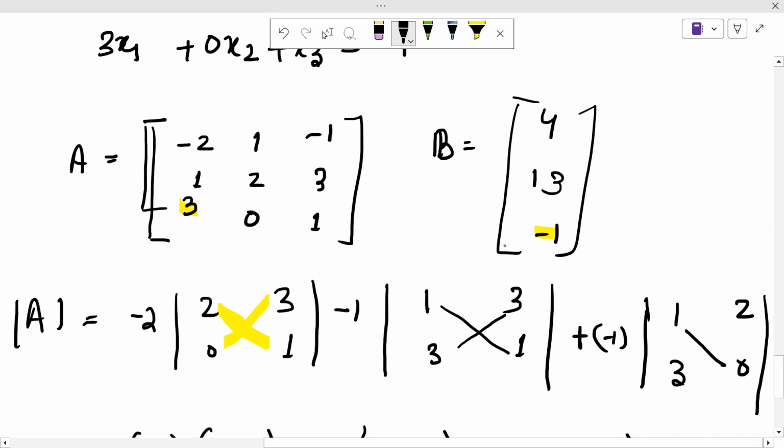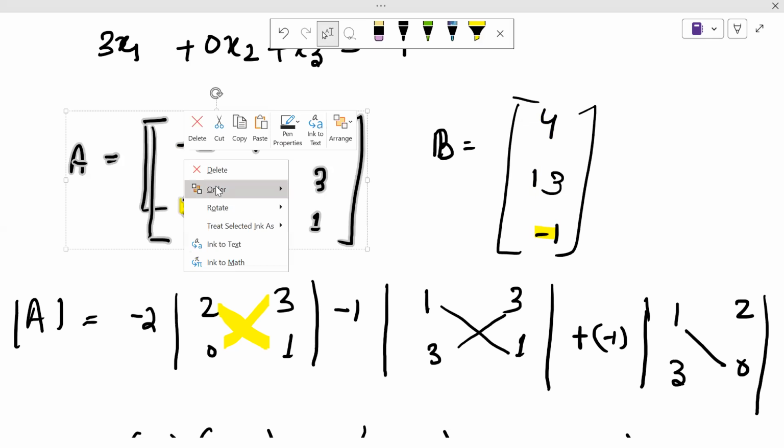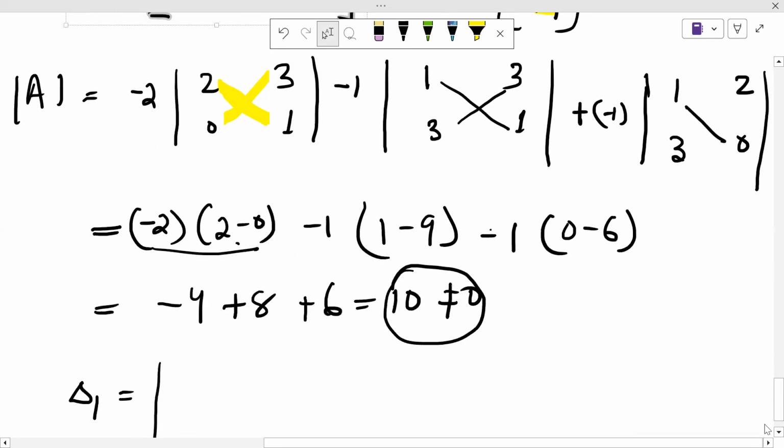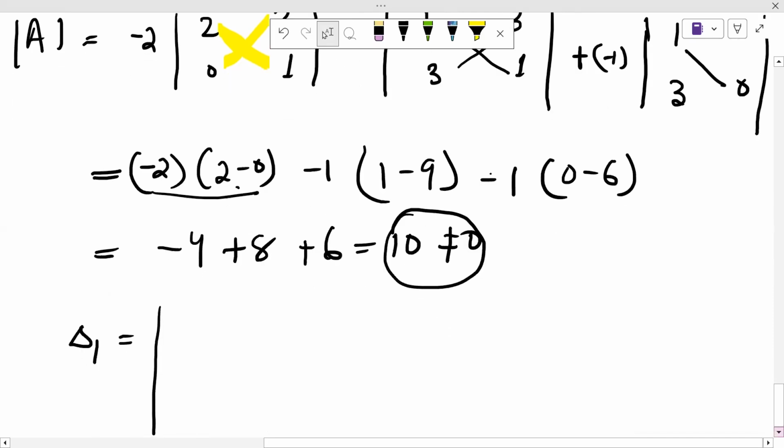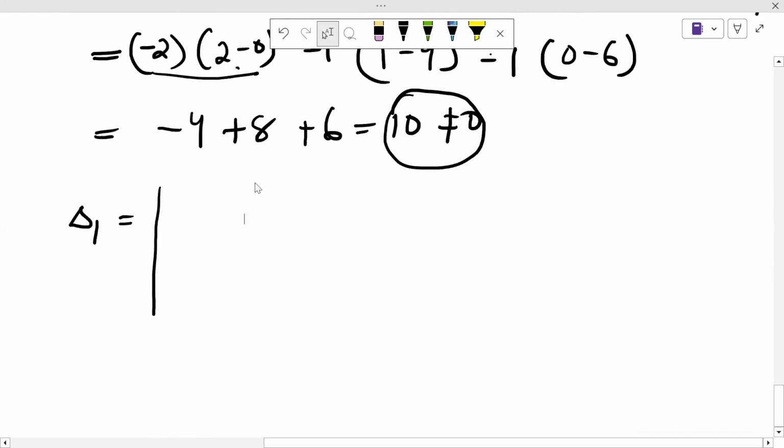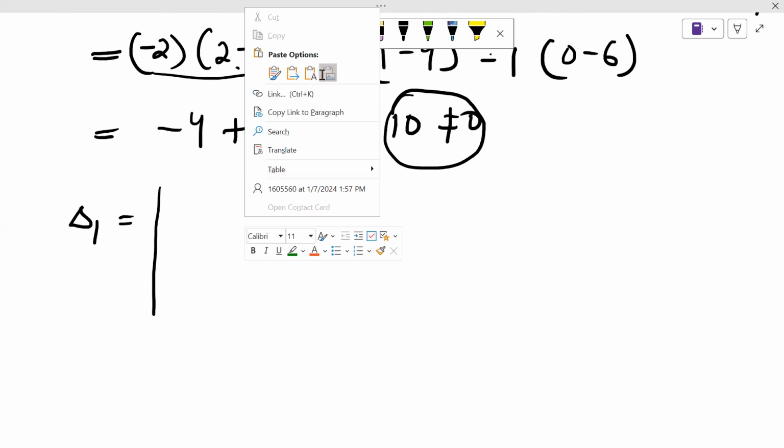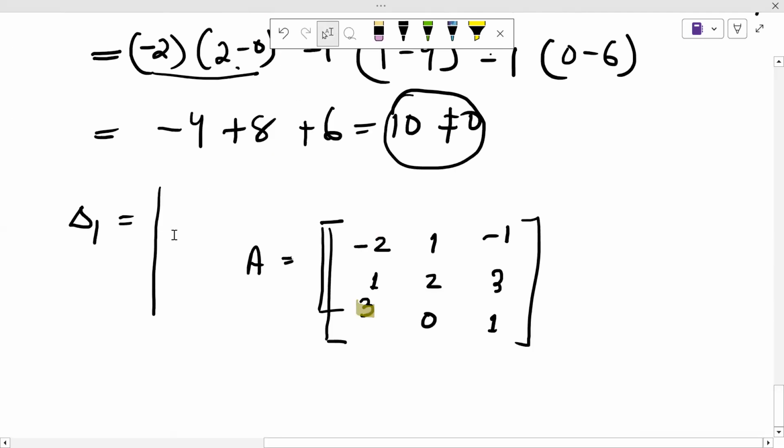So you first consider this value. This is a determinant. We substitute this value. First, del 1 you need to calculate here. So here substitute this, pasting here on the previous one. This is our determinant of n. This is our matrix.